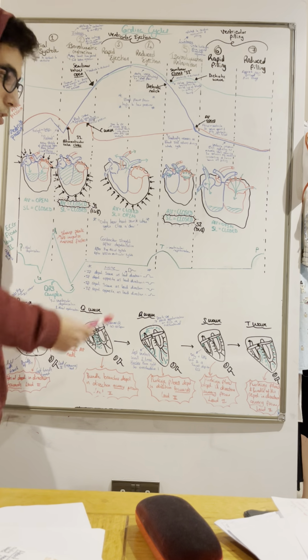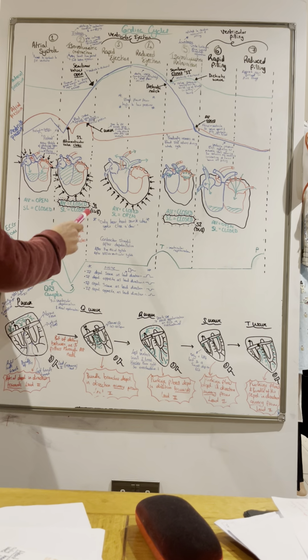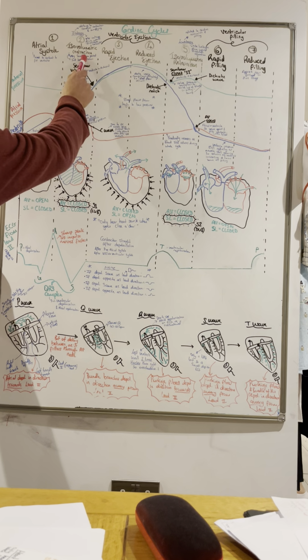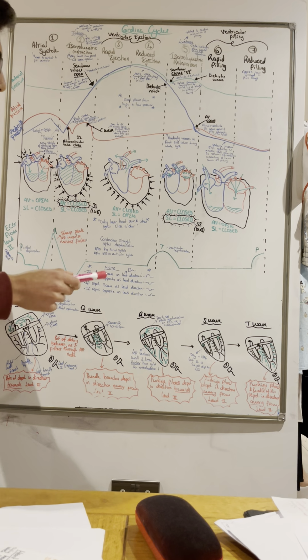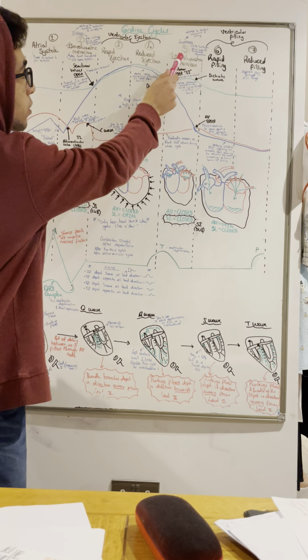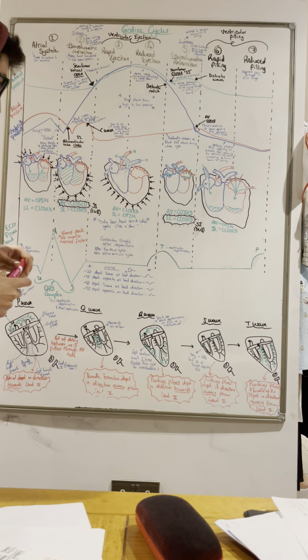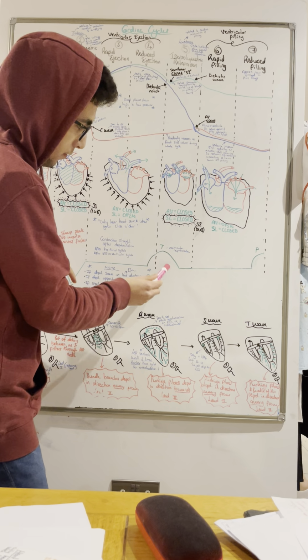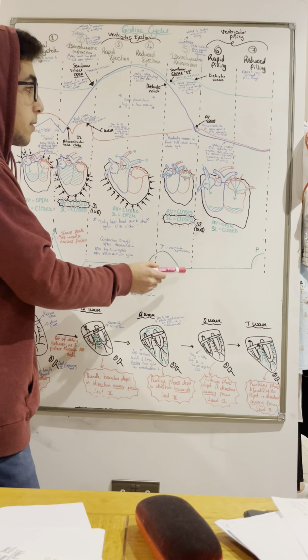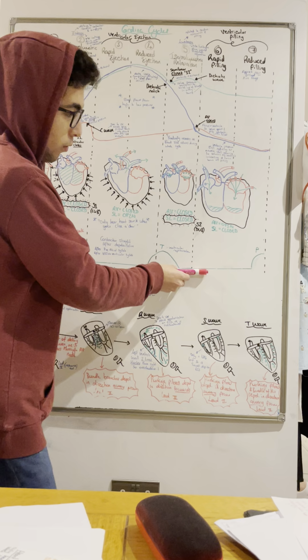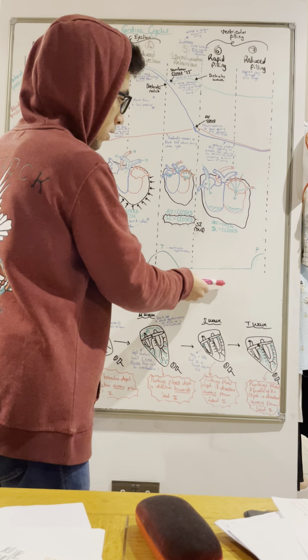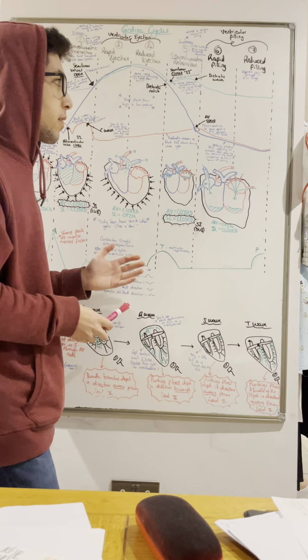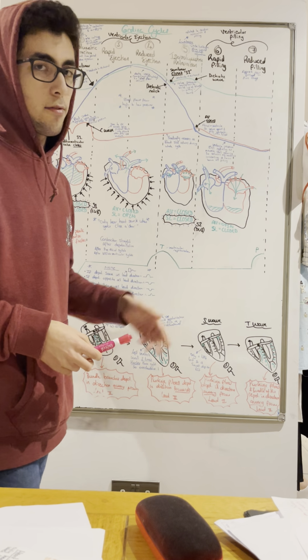So important things to note from this diagram: S1 lub happens in isovolumetric contraction. S2 dub happens in isovolumetric relaxation. And the cycle happens again. The rest of ventricular depolarization happens during here, and then we're ready. So here we've got diastole, relaxation of the heart, and ready for it to fire again.